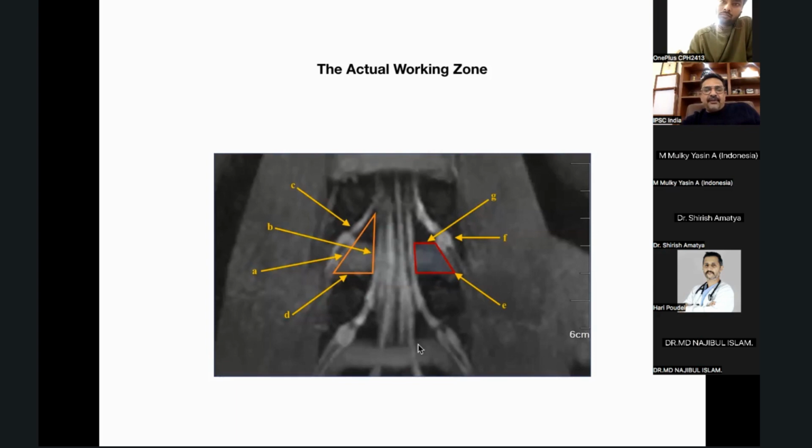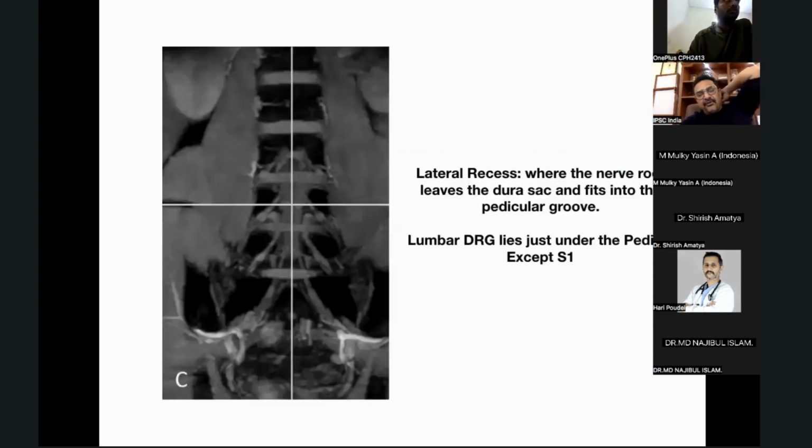So this is what I was telling you, that you can see here at the L5 S1 level, the exiting route, S1, is already coming out of the disc. I show you in other MRIs also.